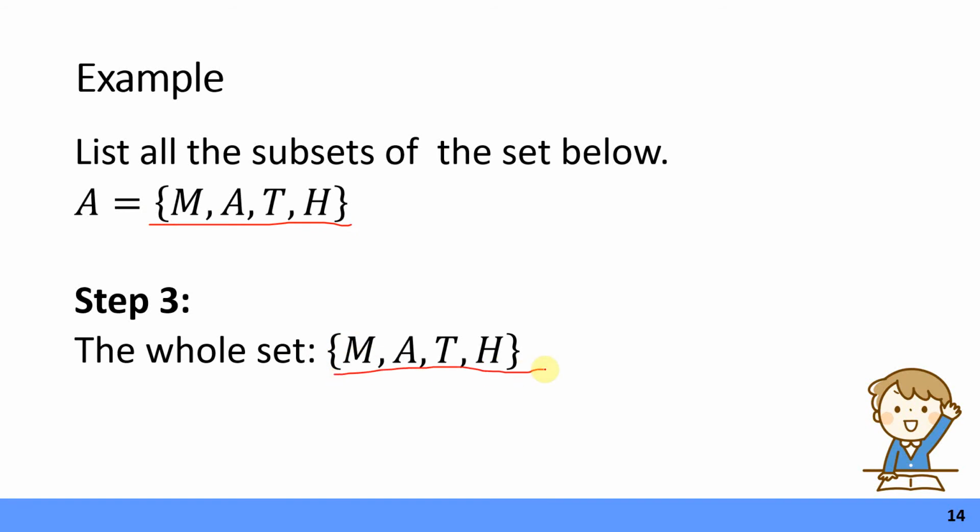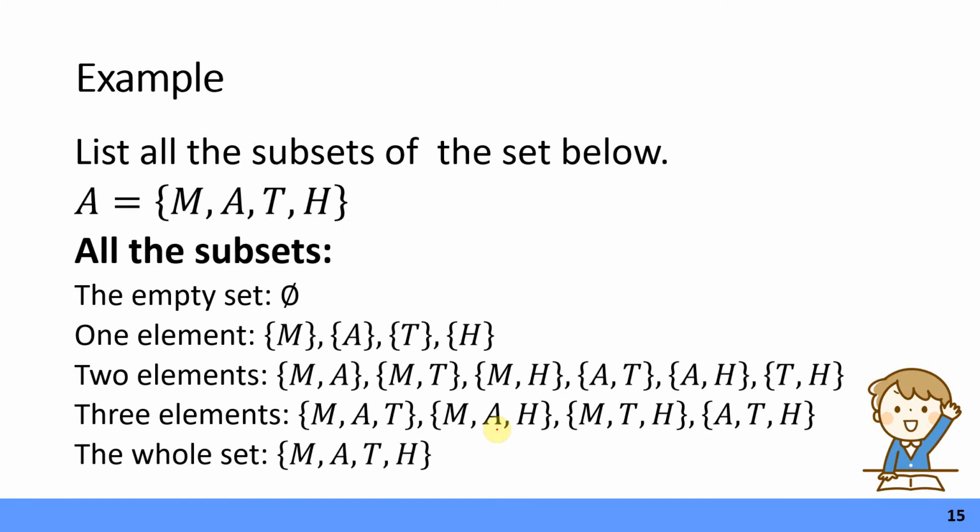That's one of the subsets. So we had 14 in the last slide. This one is going to be 15. And then go back to step 3. And it says that the empty set is also one of the subsets. So there we go, 15 and then 16. So that is how you come up with a list of all the subsets.